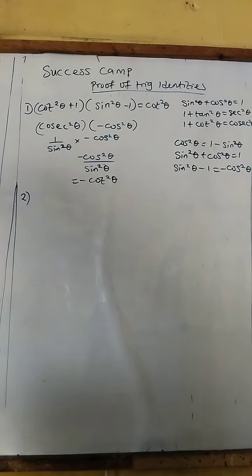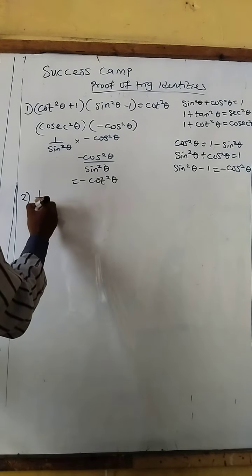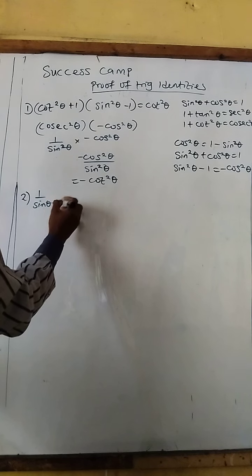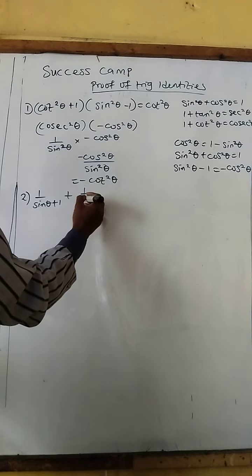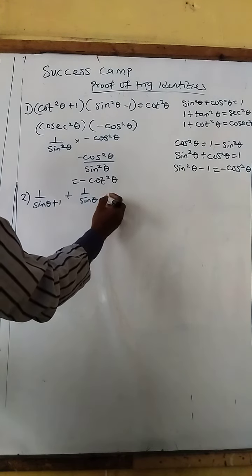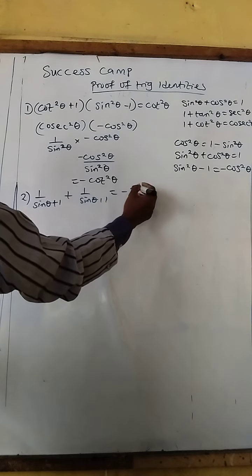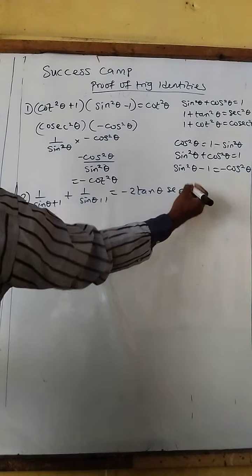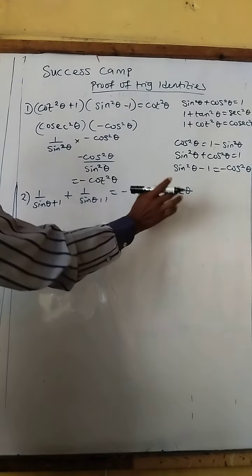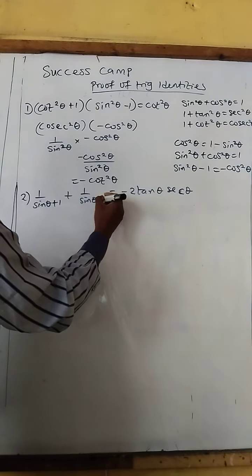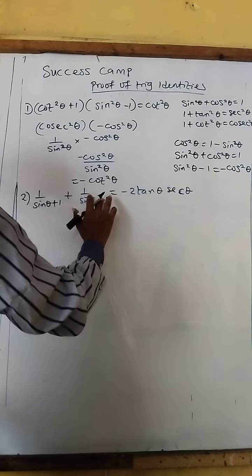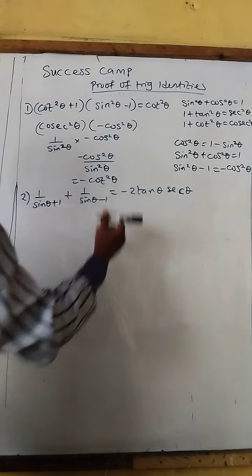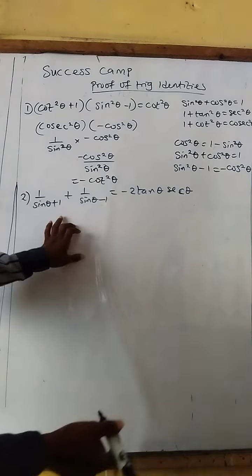Number 2, for the next one, we have 1 over sine theta plus 1 plus 1 over sine theta minus 1 equals minus 2 tan theta sec theta. I believe this one is much harder than this, so let us work with this one.